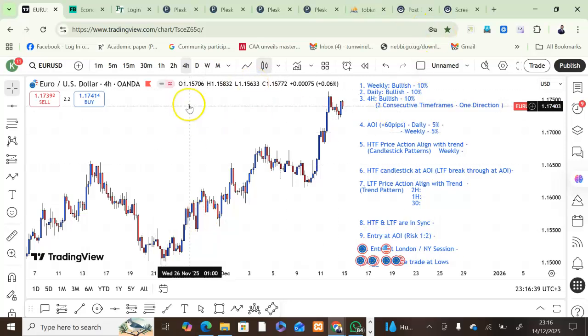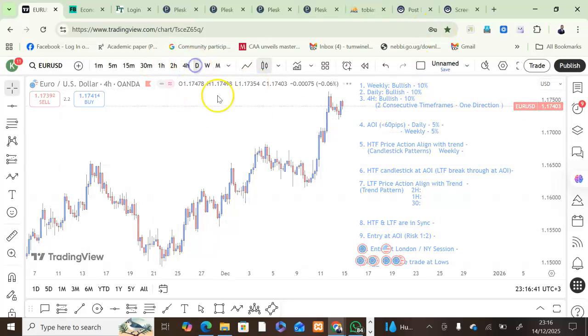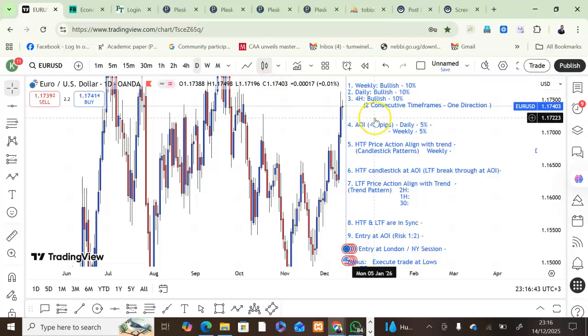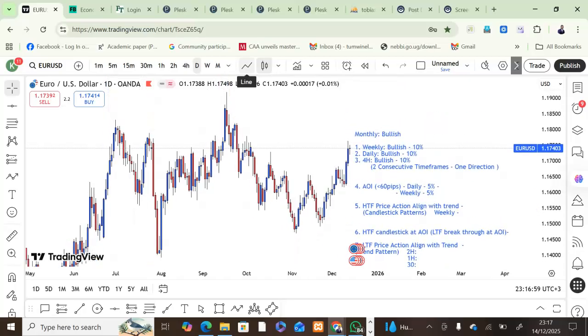So, to identify our area of interest, we identify it on the higher time frames. The reason is that support and areas of interest on the higher time frames are more respected compared to the lower time frames. So we use two time frames, the weekly and the daily, to analyze our area of interest.